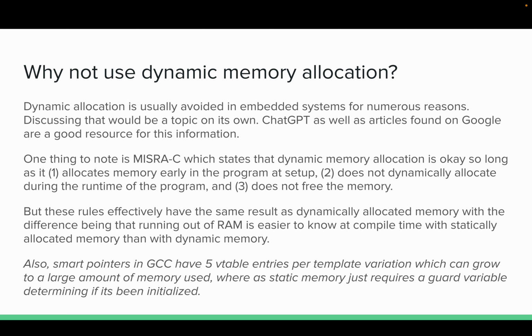One thing to note is that Mr. C states that dynamic memory allocation is okay so long as you allocate memory early in the program at setup, two, does not dynamically allocate during the runtime of the program, and 3, does not free the memory. Now, this is based off my memory. I don't know if this is exactly what they stated. I should have looked it up. But for the most part, they do mention the fact that you need to allocate all your memory as early as possible, and that you should not deallocate, I believe.